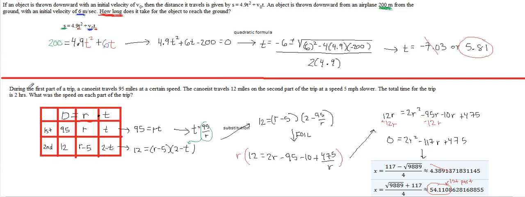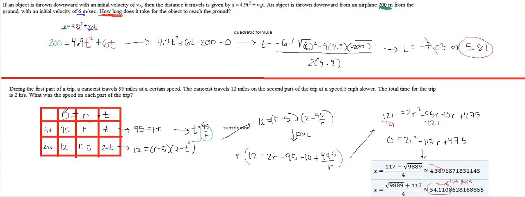The second problem says during the first part of the trip, canoeist travels 95 miles at a certain speed. The canoeist travels 12 miles on the second part of the trip at a speed 5 miles per hour slower. The total time for the trip is 2 hours. What's the speed on each part of the trip?